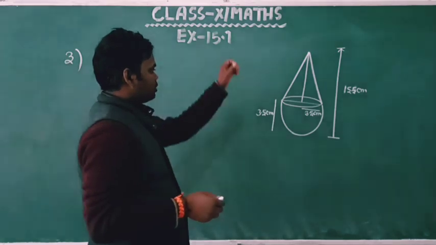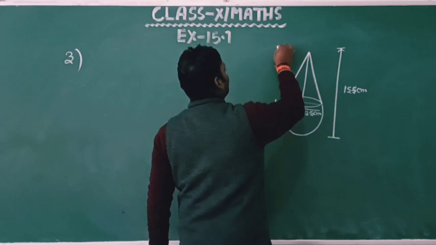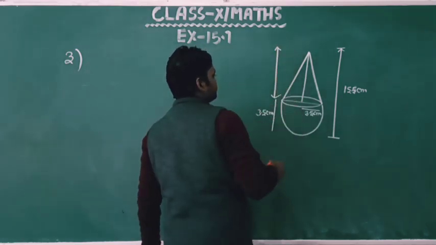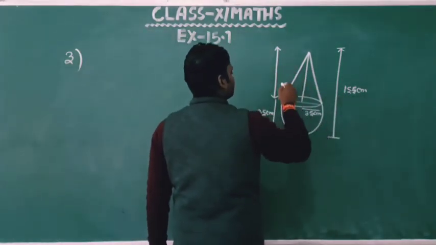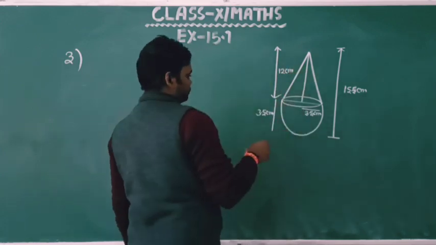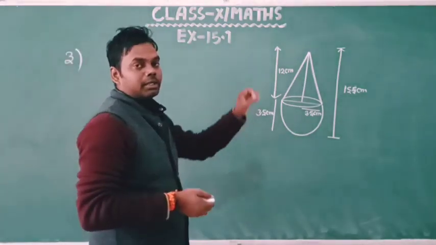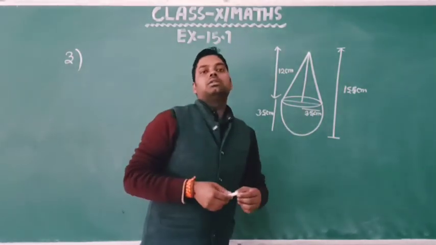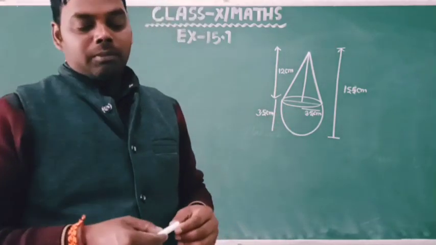Now subtract 3.5 centimeter from the total height. Then we would get the height of the cone, 12 centimeter. So 12 centimeter is the height of the cone. From the figure it is clear that the radius of the hemispherical part is equal to the radius of the conical part.